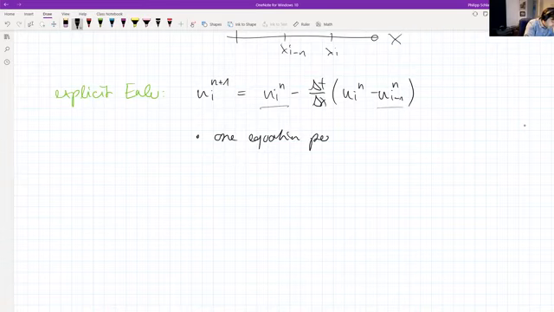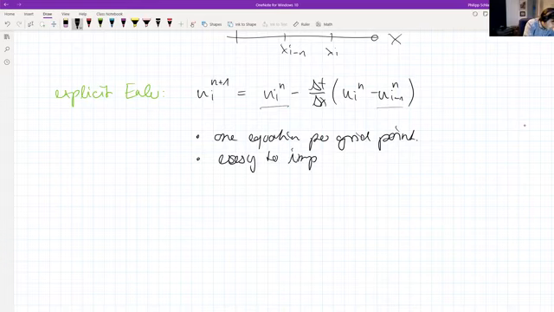One equation per grid point. And for me to implement that in a computer code, it's actually very simple. I just need to loop over each point and calculate its new value at the new time level. So this is very straightforward, easy to implement. One single loop.